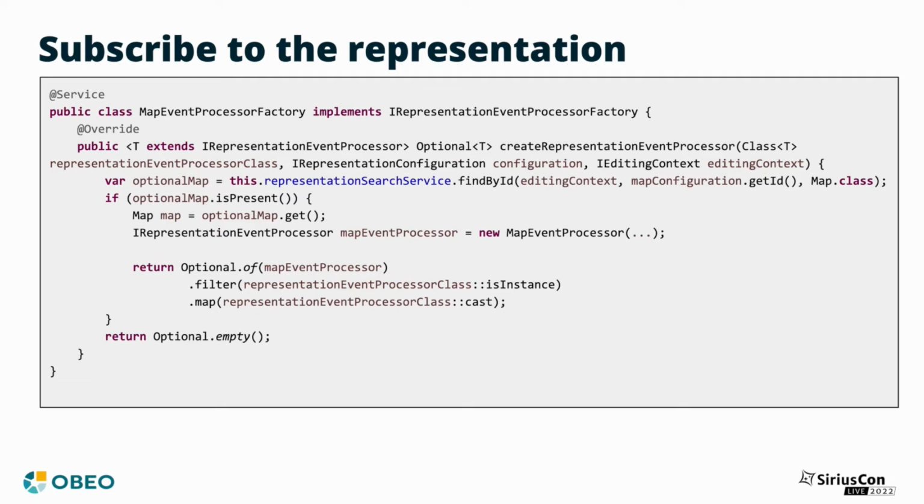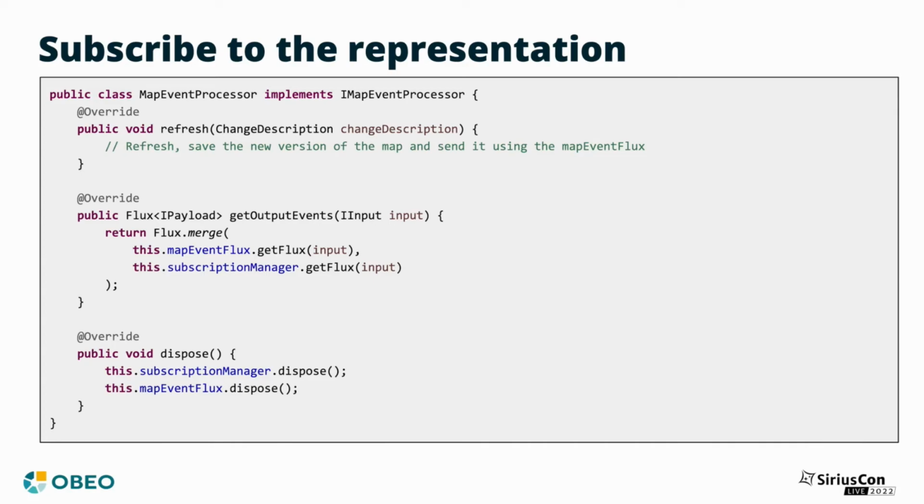In the process, it will use the event processor factory, which will create in memory the event processor for the map representation. Its job is to ensure that we can really open the representation. The representation may have been deleted by another user in the meantime, so it will look in the database to find the existing representation, and once found, it will instantiate the map event processor using the current version of the map representation.